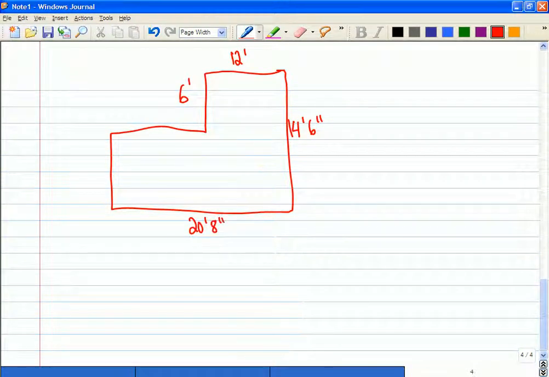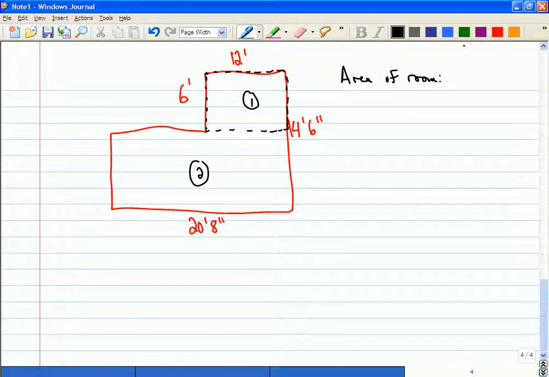So when I look at this picture, I can see 2 rectangles. There's one rectangle, which is the black dotted line, and there's another one here. So if I want the area of the room, I have to add together those 2 pieces. So room number 1 is 6 feet by 12 feet. Now, one thing I'm going to do here, just to show you the way the units are going to go, I'm actually going to write feet so you can see what's going to happen.